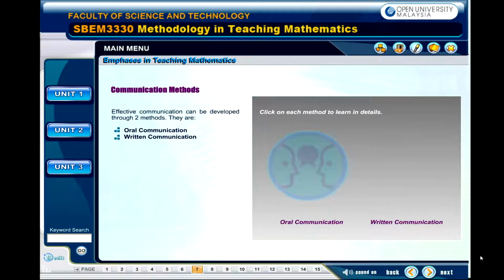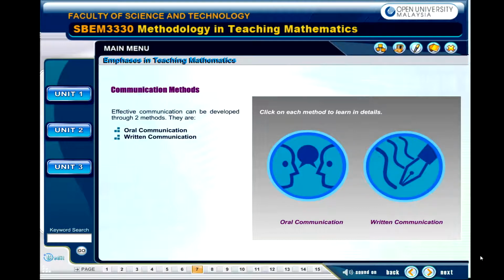Effective communication can be developed through two methods. They are oral communication and written communication. Click on each method to learn in details.